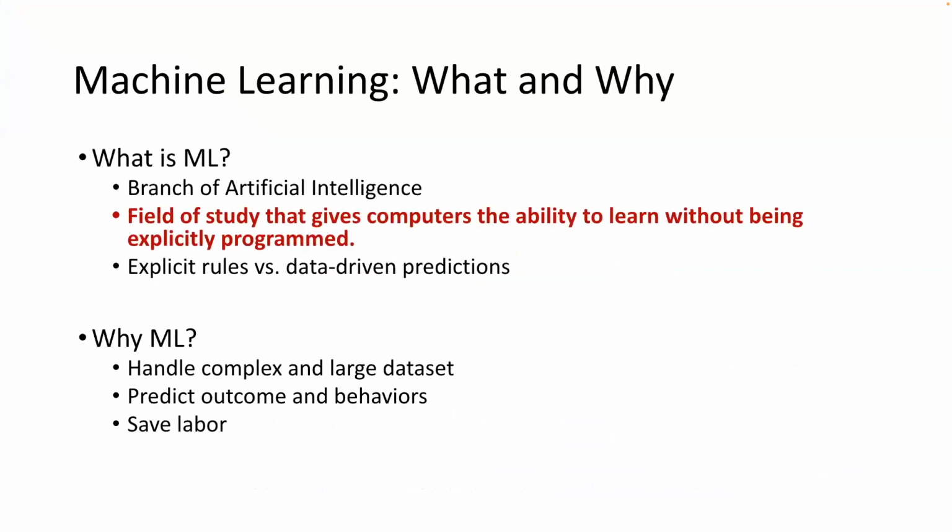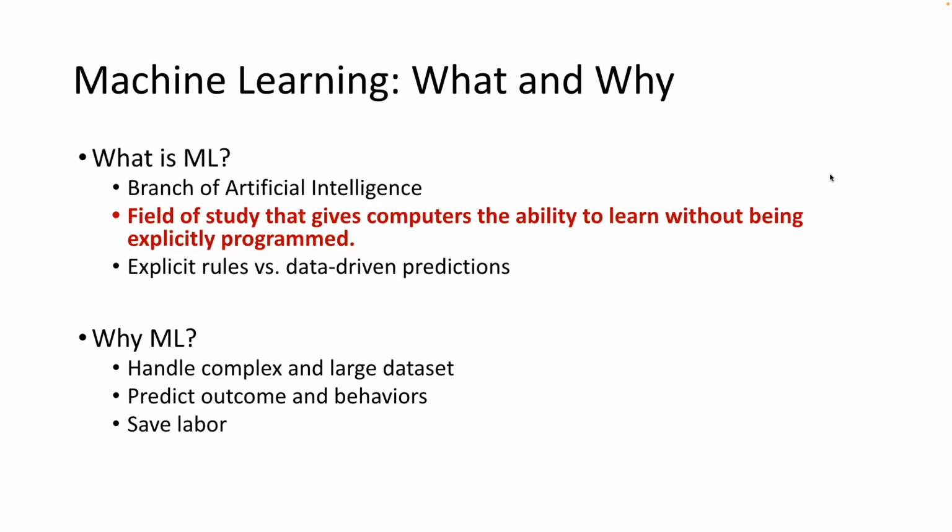So the first question is, what is machine learning? Okay, so we all hear a lot about AI, machine learning, neural network, or ChatGPT kind of thing. Actually, they are all kind of machine learning, and machine learning is a branch of artificial intelligence. That is a field of study that gives computers the ability to learn without being explicitly programmed.